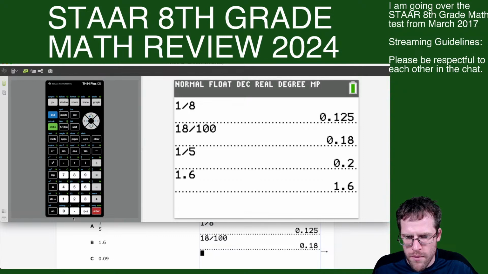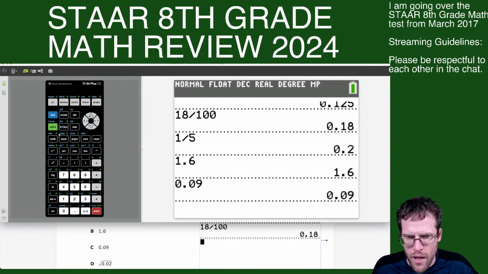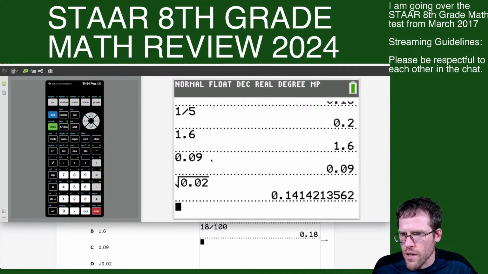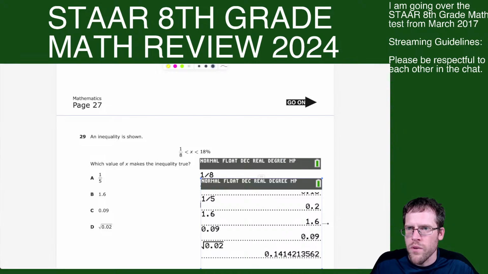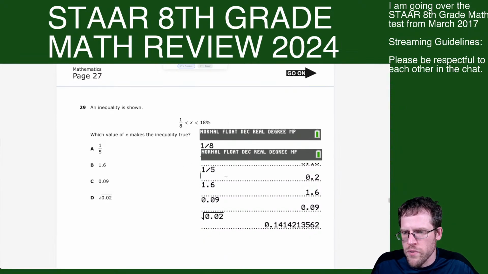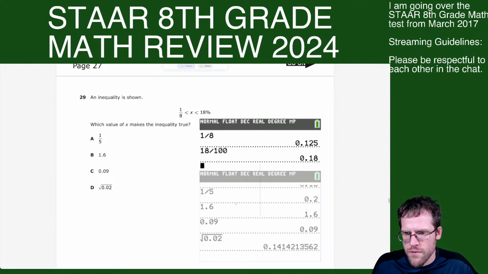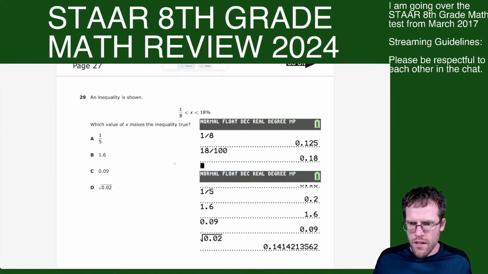So like it's all lined up. 0.09 is also written out for us. And this one, you would probably need a calculator for. Square root of this. Okay. So here are the values that we are comparing it to. So this is cool because it's just a matter of developing your number sense. All right. So this is full number sense, this question.